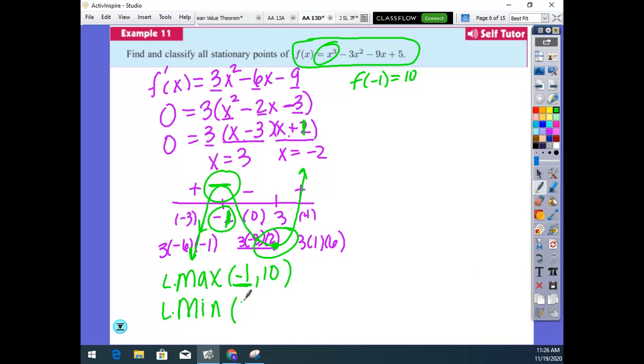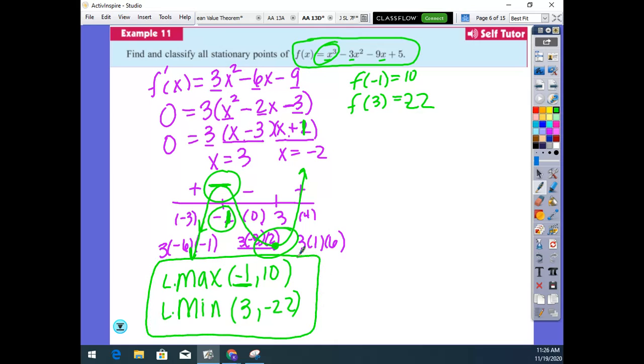And the min occurs when x is 3. And if we plug 3 into my function up here, in for each of my x's, I get -22. Okay? So these are my final answers.